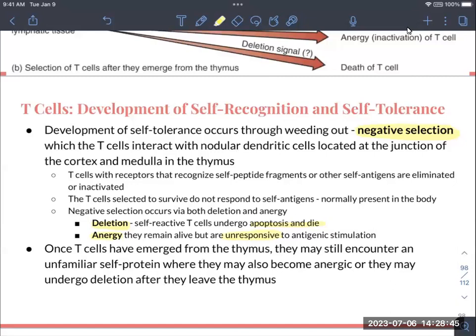So once these cells come out of the thymus, they can still encounter things that they don't know. And they can still become anergic. They can also undergo deletion after leaving the thymus because they can still come across things that they're killing off, things that they really shouldn't.